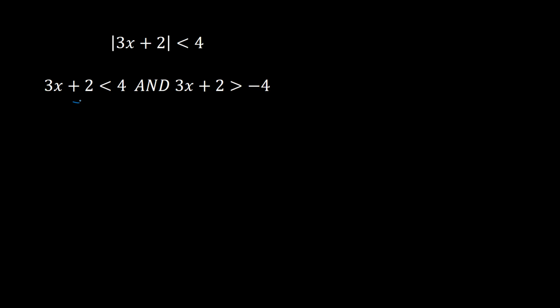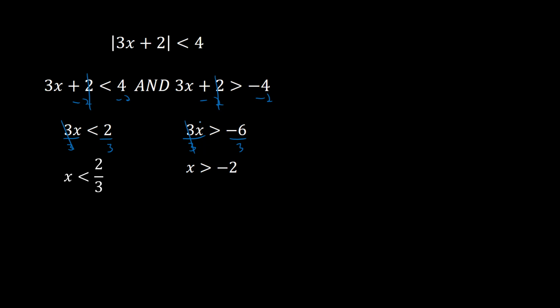So we subtract 2 from both sides. We get 3x is less than 2. Divide both sides by 3. And we're going to get x is less than 2 over 3. And then over here, same thing, subtract 2. We get 3x is greater than -6. And then divide both sides by 3. And we're going to get x is greater than -2. And then don't forget the connecting word at the end.